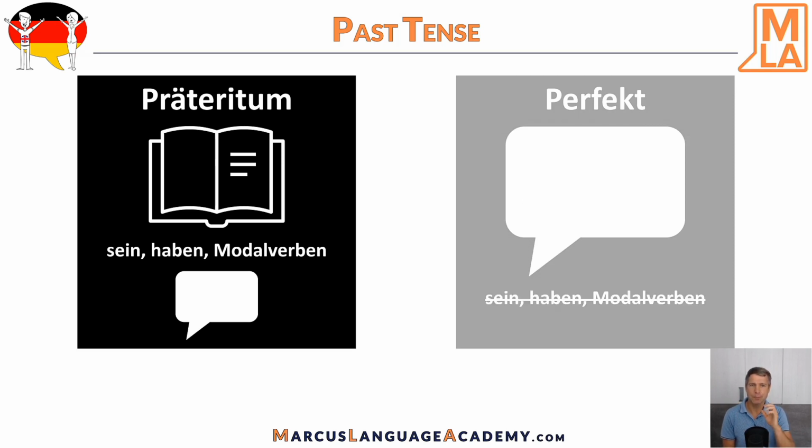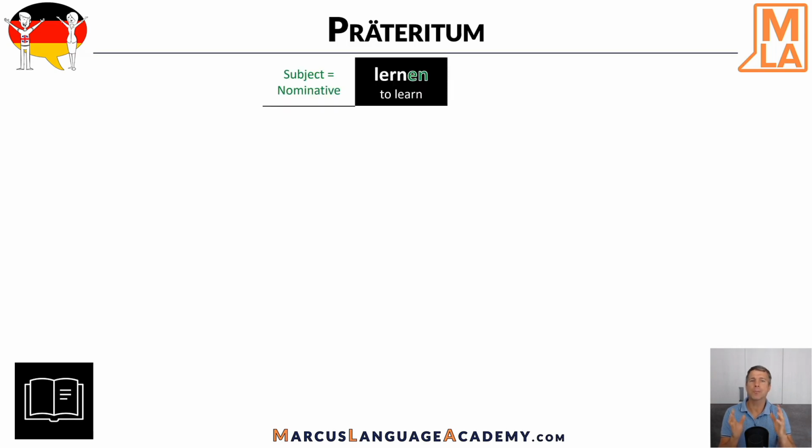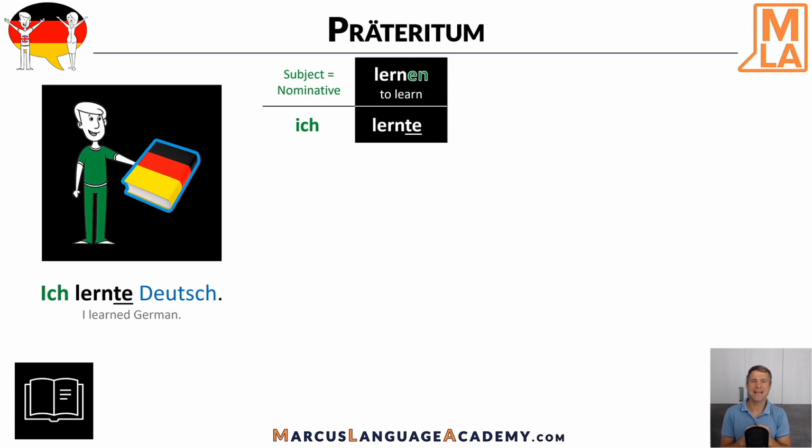To distinguish both forms well from each other, we use color again. Our background color for the Preteritum is black and for the perfect is gray. Okay, so let's take a look first at Preteritum in detail. Let's start with a regular verb, lernen, to learn. The first person singular is like this. Ich lernte. Ich lernte Deutsch. I learned German. And as you can see, the background in the picture is black, and there is a te attached to the root of the verb.